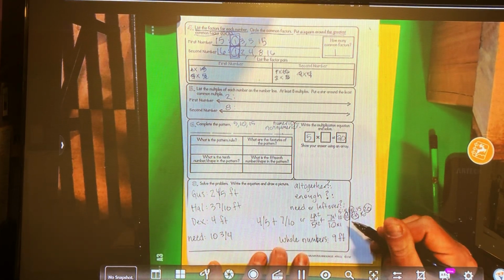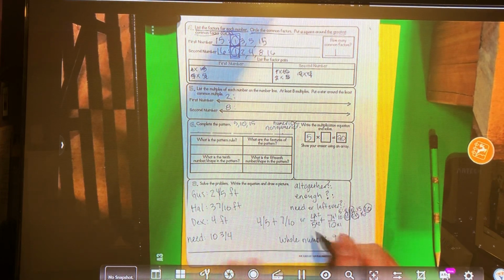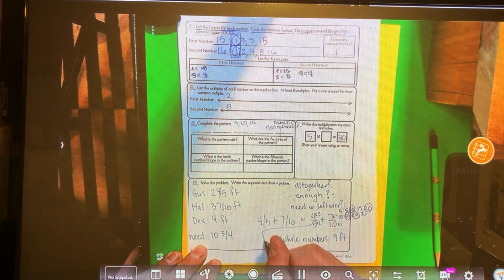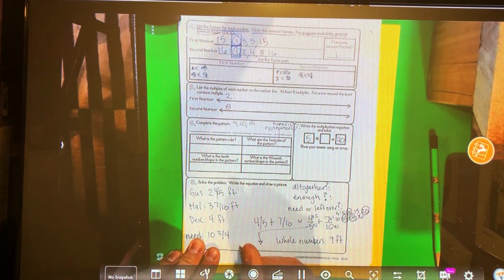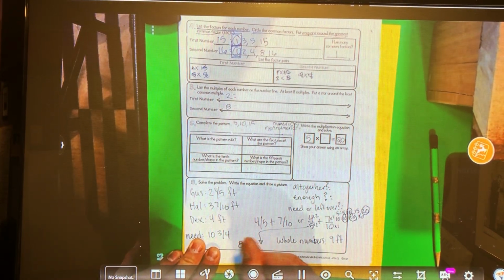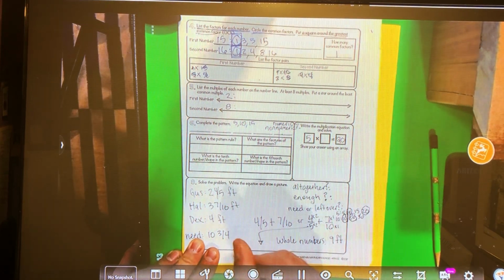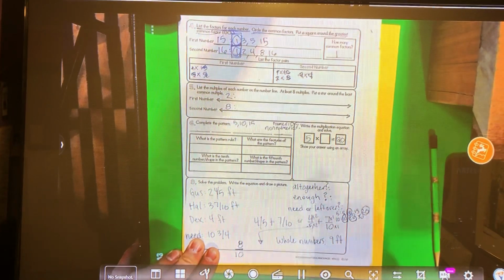So our two new fractions that we're going to add together, and I'm going to make a little workspace over here for us, is 4 times 2 is 8, and 5 times 2 is 10. I'm going to use this as my fraction line.